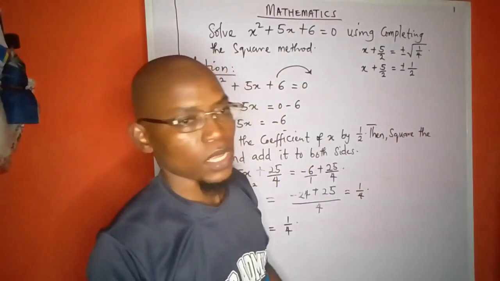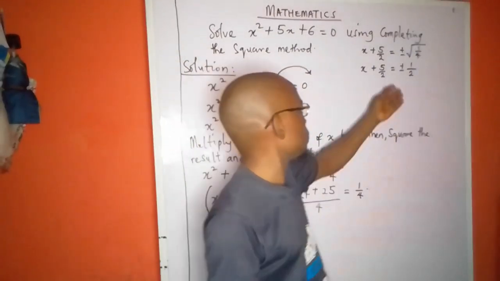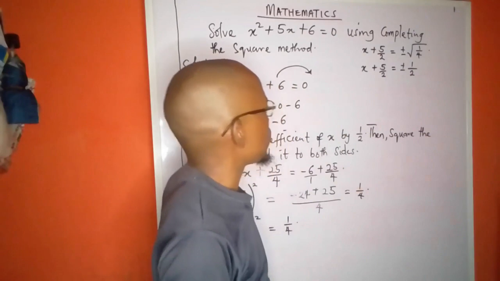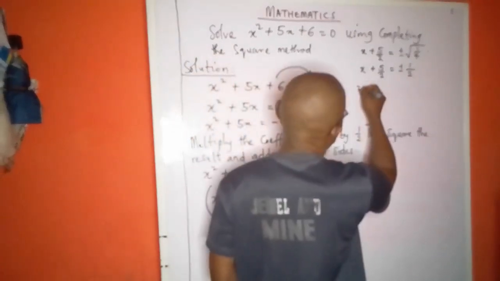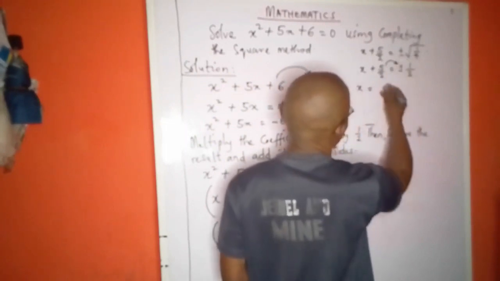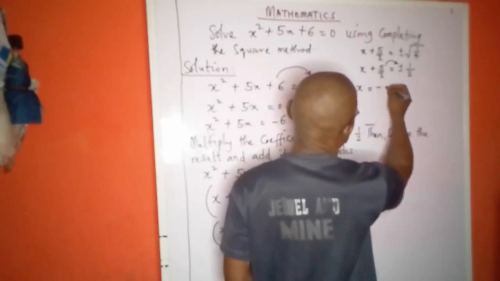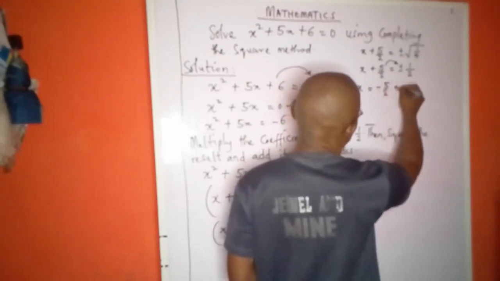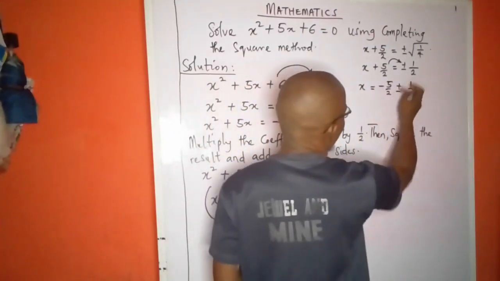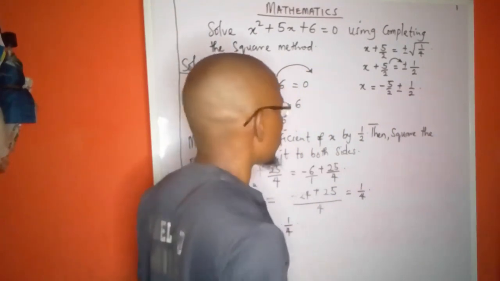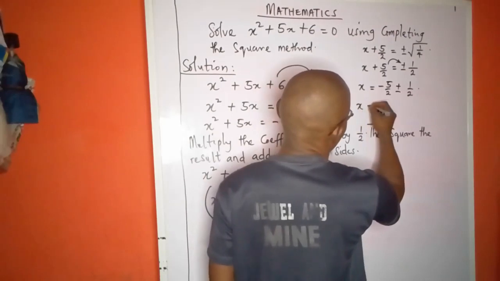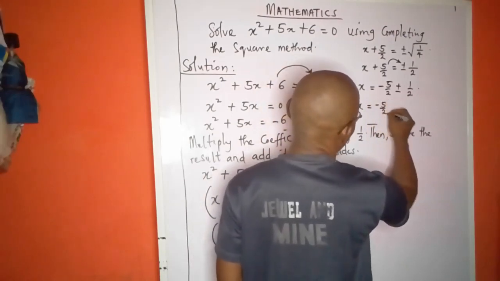So what do we do? Collect like terms. The like terms we bring together are 5/2 and 1/2. So we are going to have x equal to minus 5/2 plus or minus 1/2, since the 5/2 is plus and goes to the other side as minus. Since this is a plus or minus, we have to split it up.